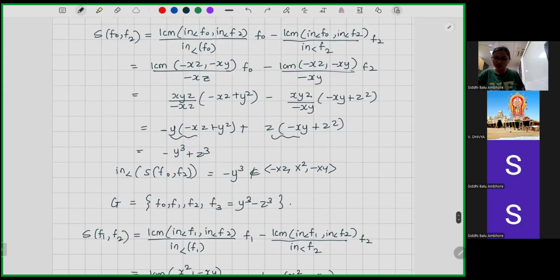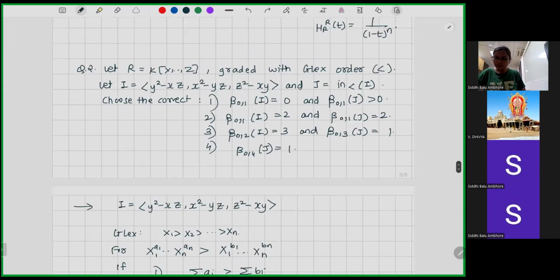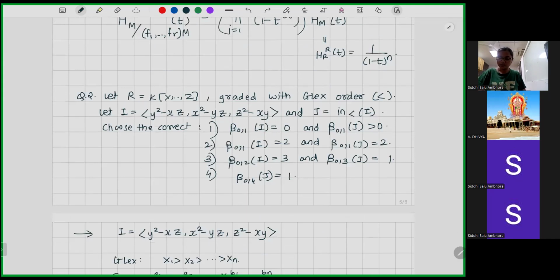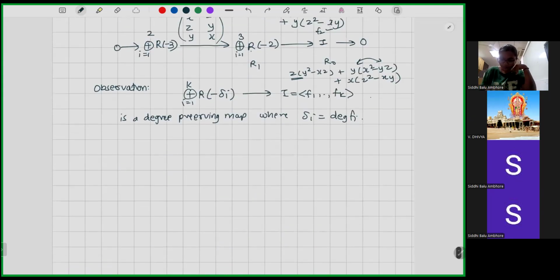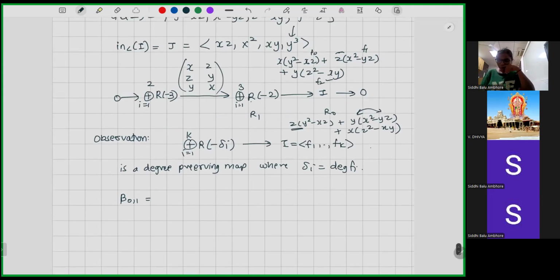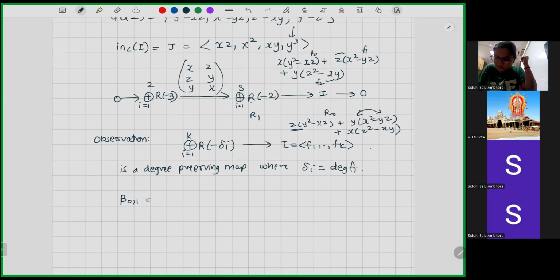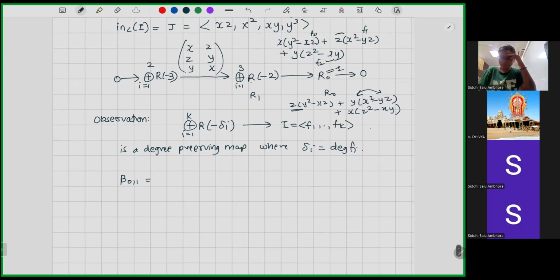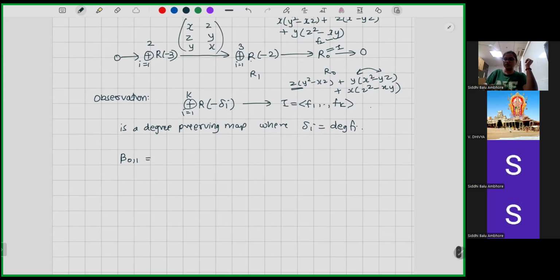So the Betti numbers for I was asked for beta 01, beta 01, beta 02. Okay, so let us calculate what is beta 01. So beta 01 means, this is R0, by the way. This is R0, okay? I just consider this as R0 and this is my I actually. So beta 01 means degree 1 element in beta 0. So that's not there. So it's 0 actually. Beta 01 is actually 0.